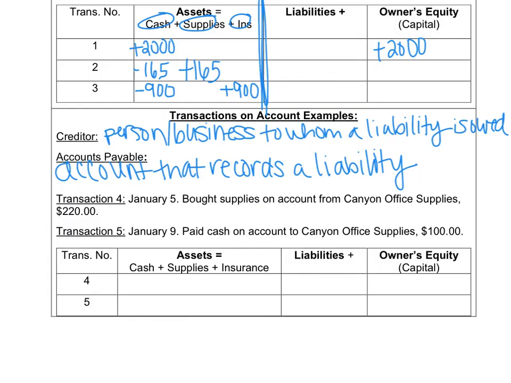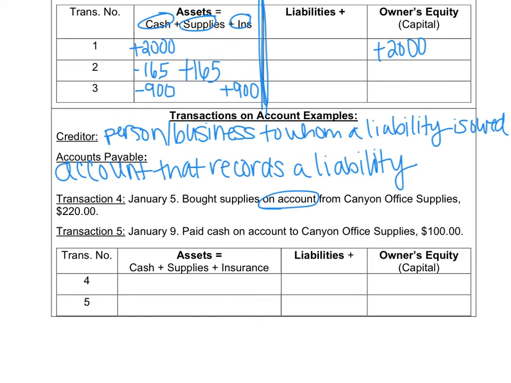So we have two more transactions to look at. Transaction 4 says on January 5th, we bought supplies on account from Canyon Office Supplies. So this word on account is a big clue to us. We did not pay cash for them. We're actually charging to pay for these. So if we bought supplies, did our supplies increase or decrease? They should have increased because now we have more supplies.